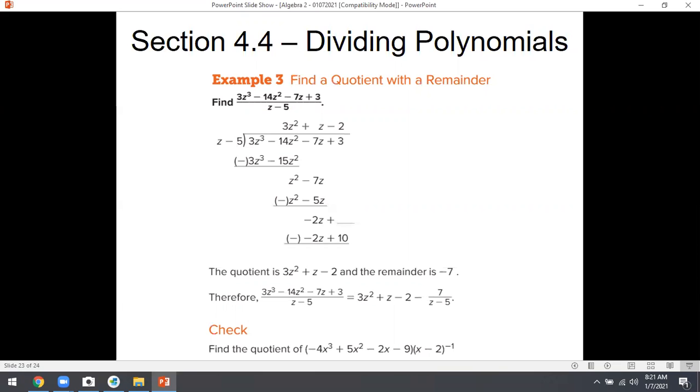And that's all divided by z minus 5. Make sure you put things in the right place in the box too, right? Things on top go in the box. What you're dividing by goes on the outside of the box. All right, you tell me, guys. What do you do first?